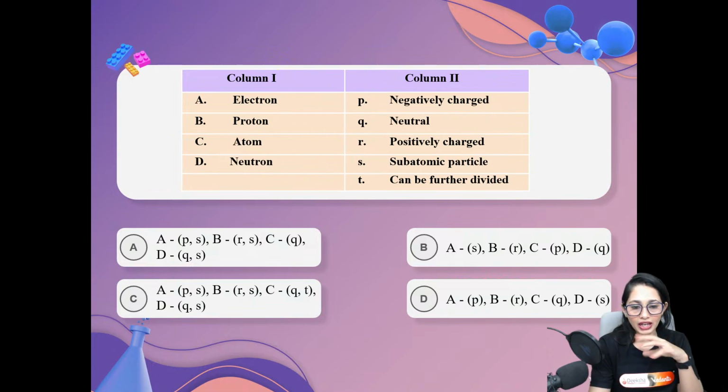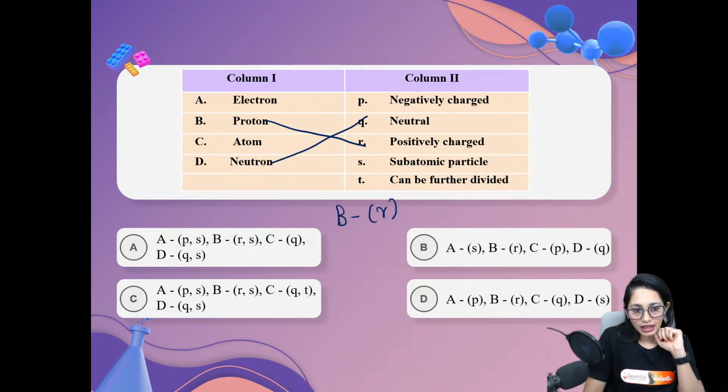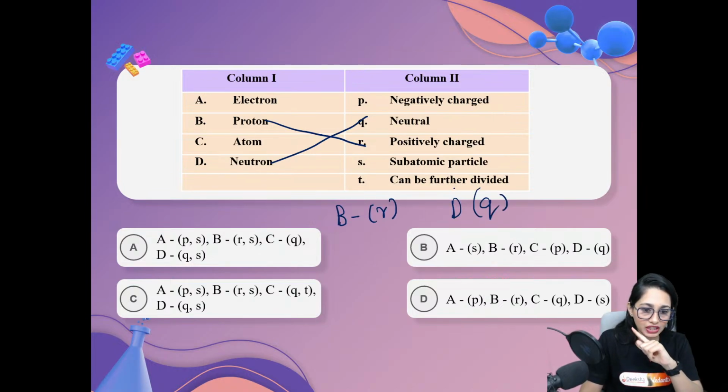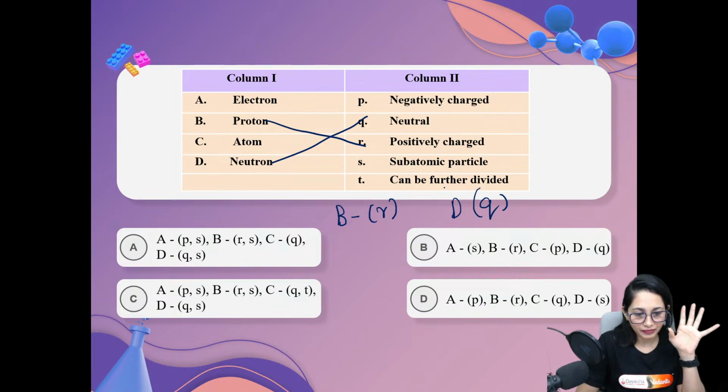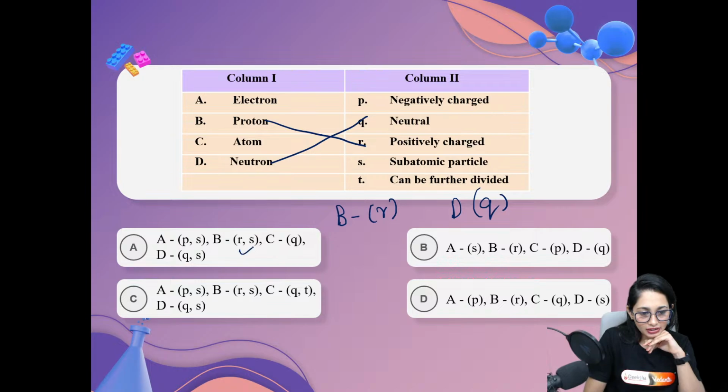We'll make use of the elimination method here. We know that protons are positively charged. Neutron is neutral in nature. We know that B goes to R and D goes to Q. We'll eliminate whichever is not going to suit this. So B to R, this holds good. What about this? This also holds good. R and S it is saying.